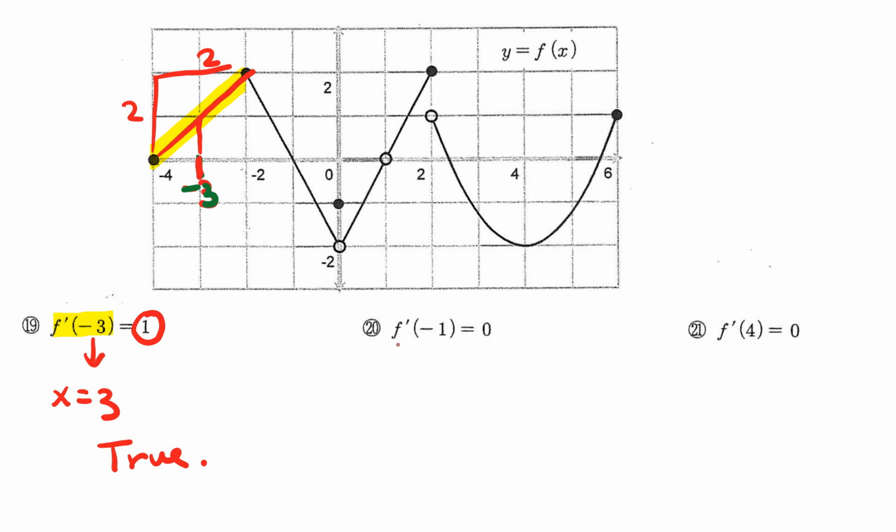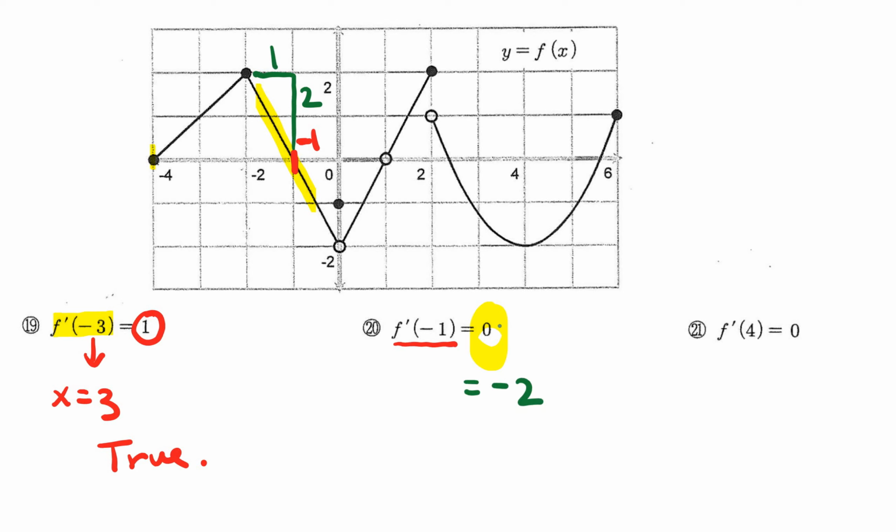Okay. What about f of -1? What's the slope when x equals -1? Well, here is -1 right here. Are we saying this slope is equal to 0? The answer is no. That slope is not horizontal. It's another linear line with a rise of 2 and a run of 1, so this slope is actually equal to -2. It's not 0, it's -2, so this is going to be false.